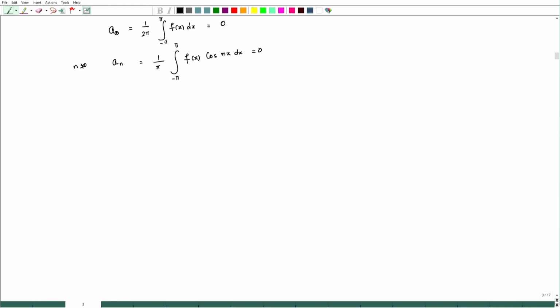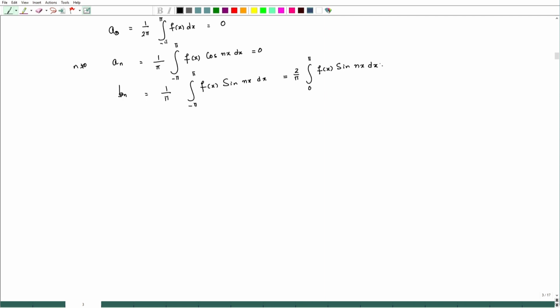So, again this is going to be 0, and for b_n, this is equal to 1 by pi, integral from minus pi to pi of f(x) sin(nx) dx. Now, f is an odd function, and sine is also an odd function. Therefore, the product is going to be an even function. So, this we can write as 2 by pi, integral from 0 to pi of f(x) sin(nx) dx.